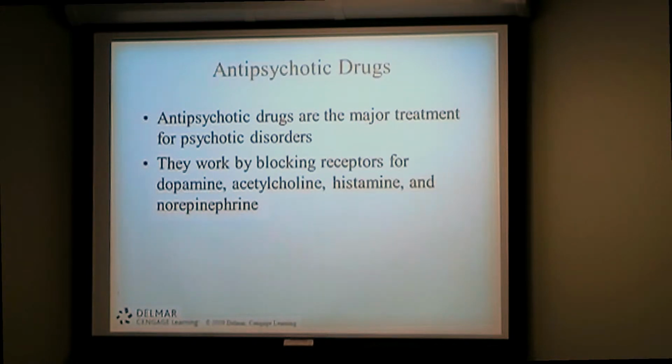Antipsychotic drugs are a major treatment for the different disorders, and all we're doing here is affecting the neurotransmitter somehow. We're either blocking it or we're telling it to produce more. So we're about to go into the different drugs. When I say blocking it, we're blocking the reuptake. I guess I need to be more specific on that.